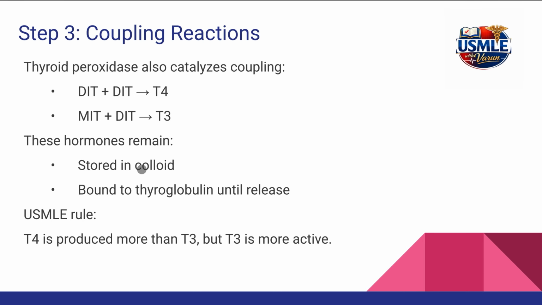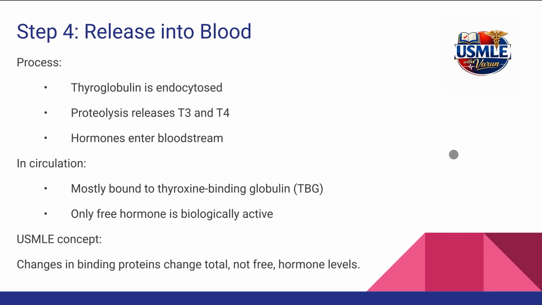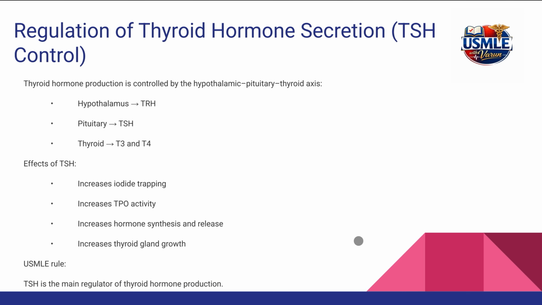This is stored in the colloid and is bound to thyroglobulin until release. The next step is release into blood. Thyroglobulin is endocytosed and broken down, and T3 and T4 are released into blood. Most hormone is bound to binding proteins named thyroxine binding globulin (TBG), and only the free hormone is the biologically active component. So whenever there are changes in binding proteins like TBG, it changes the total hormone levels, not free hormone levels.